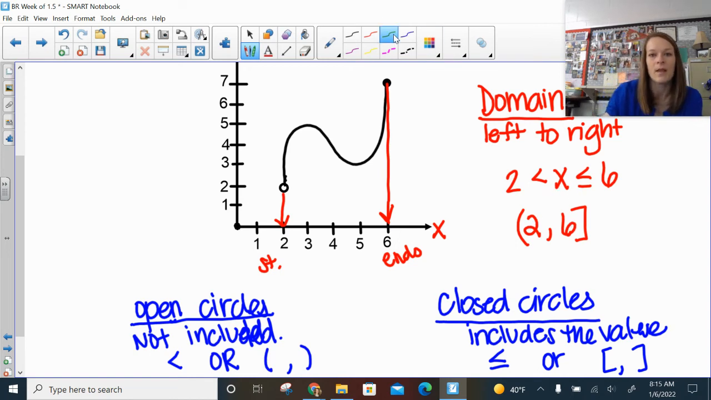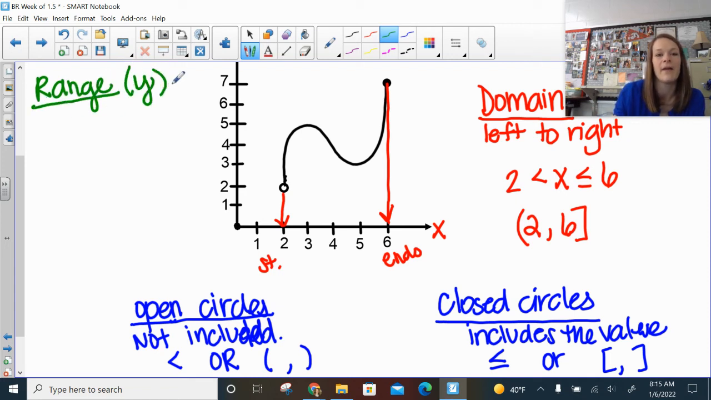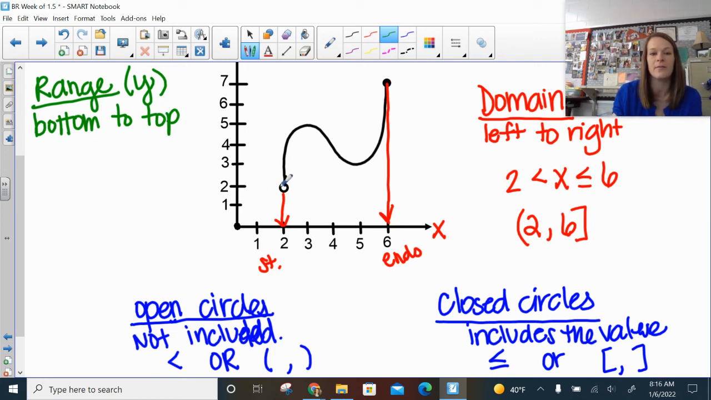Okay, so same sort of thing with range, except we're looking at the y values now. So we're looking along the y-axis. Okay, so one thing I like to do here, you will write it bottom to the top. So you always start at the bottom. So here's the bottom of my graph, which is at 2, just like it was here. And then here's the top of my graph, and it is at 7.